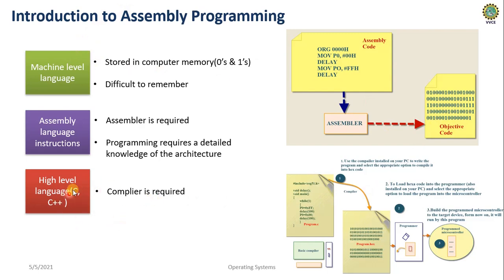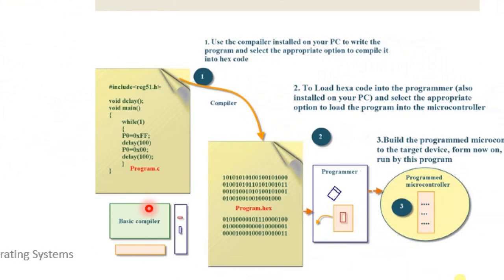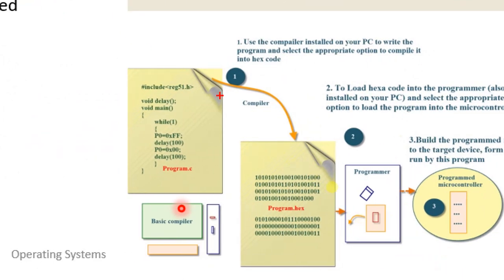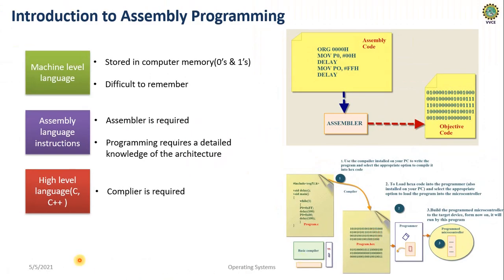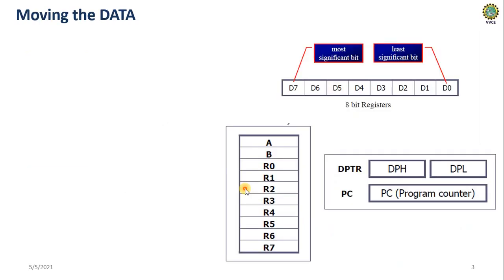Or if you are using the C language to write a program, here you can see, you can write the C program and, using the compiler, it will convert it into low level language or machine level language. Fine. So if you're using C programming, the compiler will convert your program into machine level language.